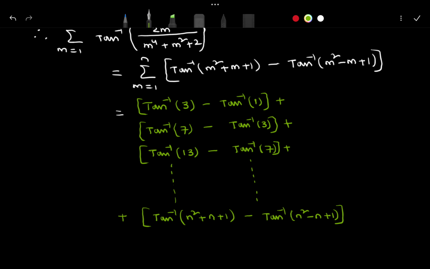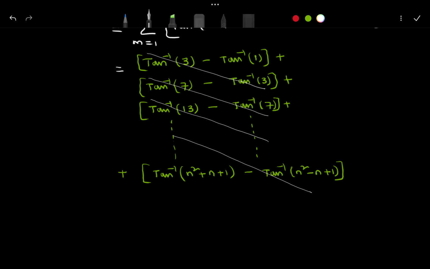This is a value. Now after this, by observing all the terms here, tan inverse of 3 minus tan inverse of 3 will be cancelled. Tan inverse of 7 minus tan inverse of 7, tan inverse of 13 minus tan inverse of 13, and the last term will be cancelled. So what will be the resultant value? The last one will be tan inverse of n square plus n plus 1, okay, minus tan inverse of 1. So this is a value.